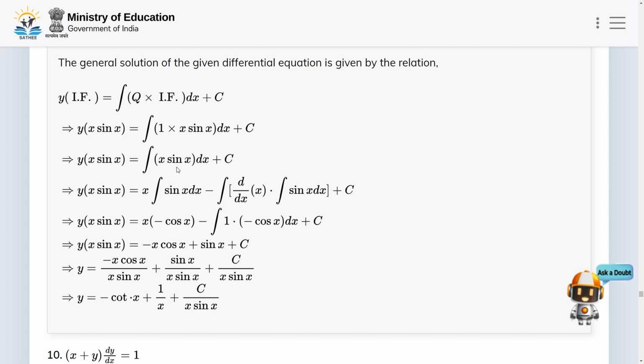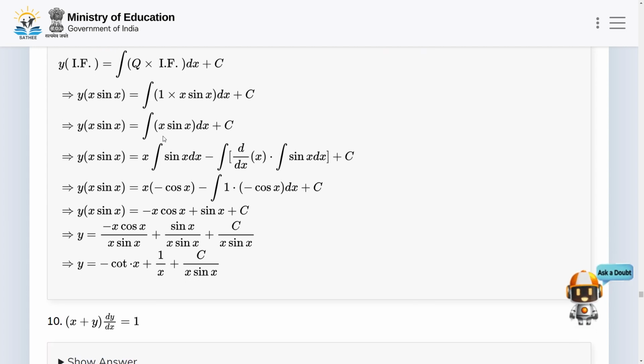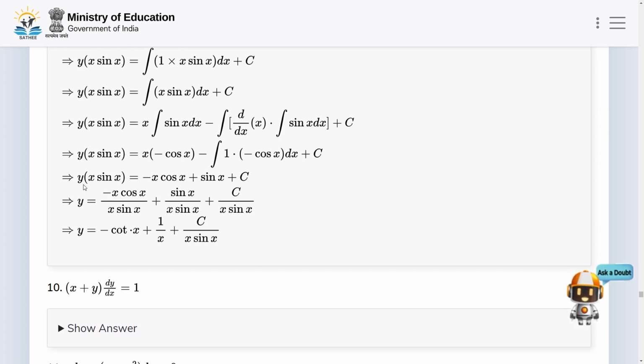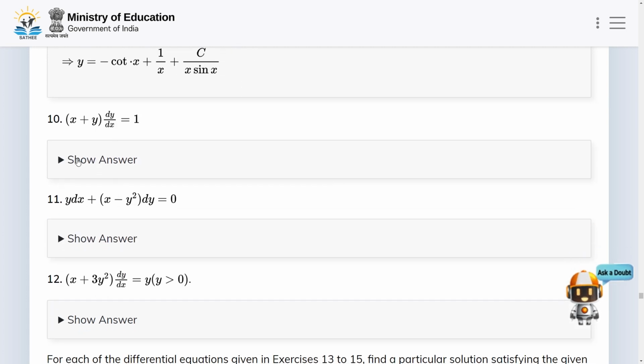Now use by parts. Using by parts, you will have first function as x and second function as sine. So after applying the by parts, you will get y x sin x is equal to minus x cos x plus sin x plus c. Just rearrange your terms or divide both sides by x sin x. You will have y is equal to minus cot x plus 1 by x plus c by x sin x. Okay, I hope it is clear. Okay, let us move to the next problem.